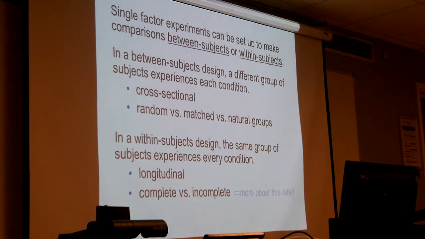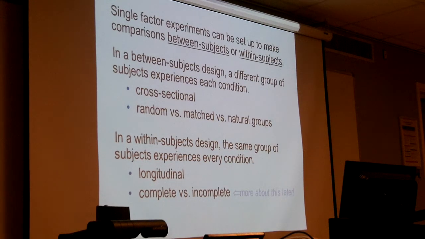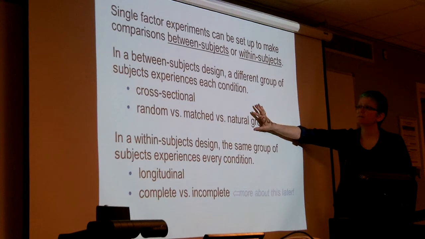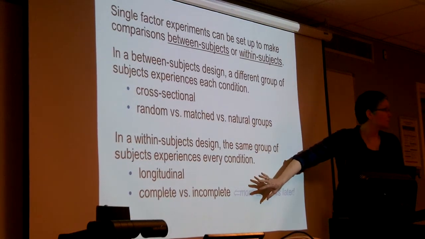One of your jobs will be to recognize from a description of a study which kind of design we're talking about. Is it between subjects or within subjects? If it's between subjects, is it random, matched, or natural groups? If it's within subjects, is it complete or incomplete? You're going to have to identify what kind of study it is from certain characteristics, and we're going to practice that. Today we're going to focus on between subjects for the most part, and within subjects we'll talk more about next time.